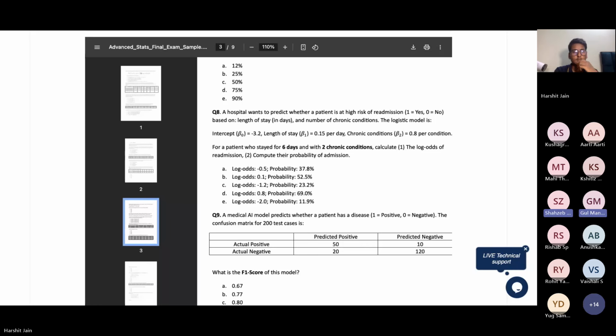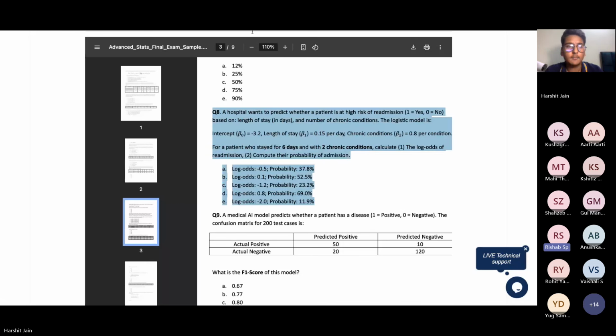Harshit, could you check? Let's find the log odds too. We will confirm them. Just give me a minute, I will check on GPT. We'll find the log odds too. Minus 0.5 we are getting, right? Let's see. Harshit, you copy the question and put it in the chat box. I already put it. Okay, fine.